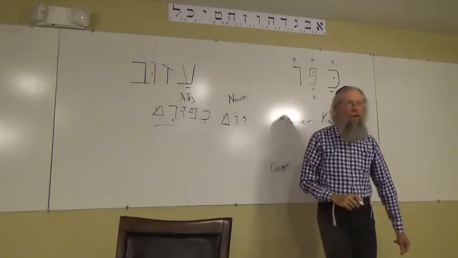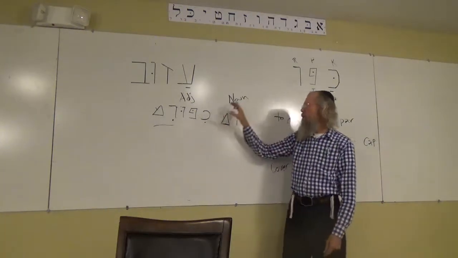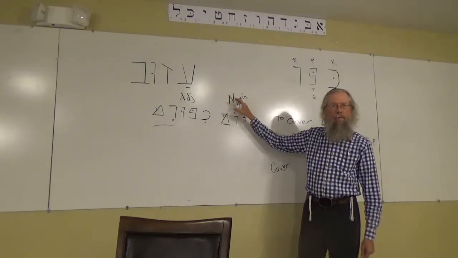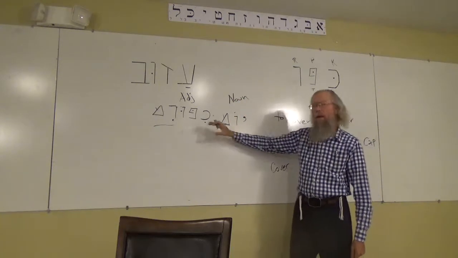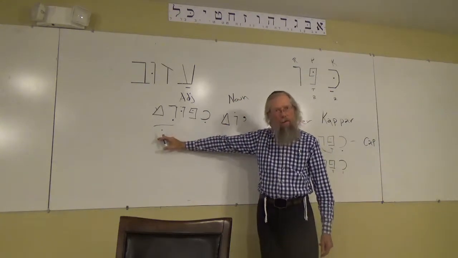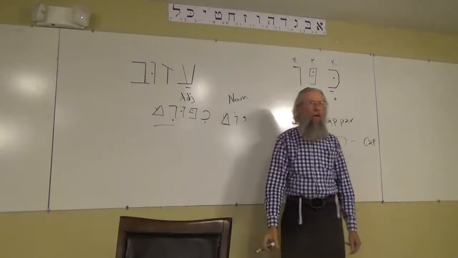Does that help you? This is an adjective, this is a noun. The adjective has to follow the same thing. The adjective has to follow. So because yom is masculine, then the adjective must also be masculine. Okay, so Kippurim.